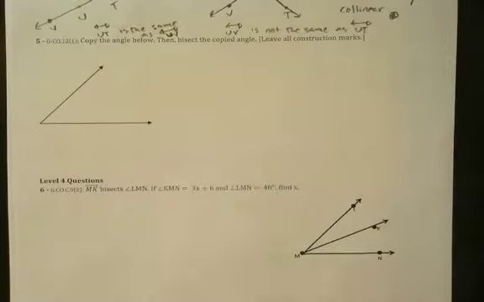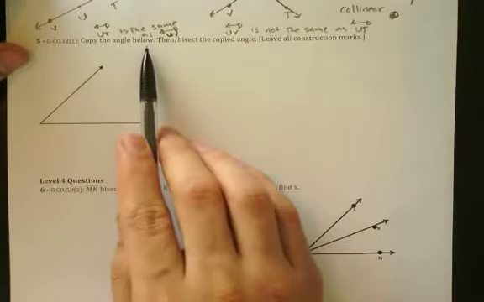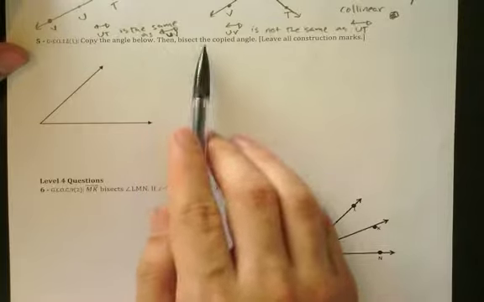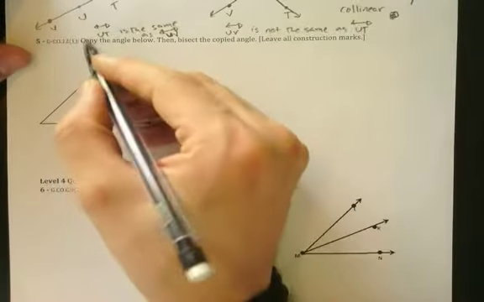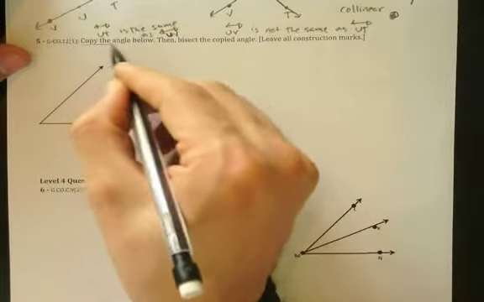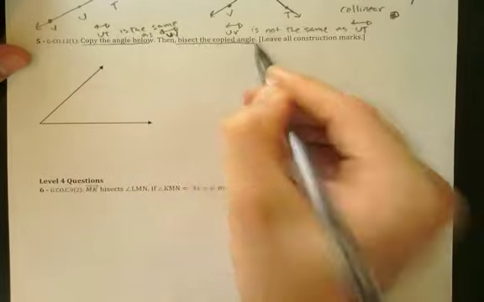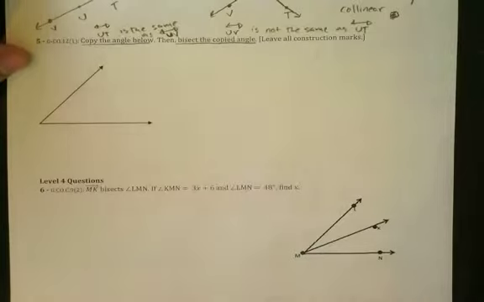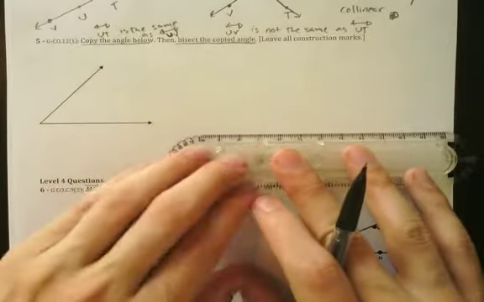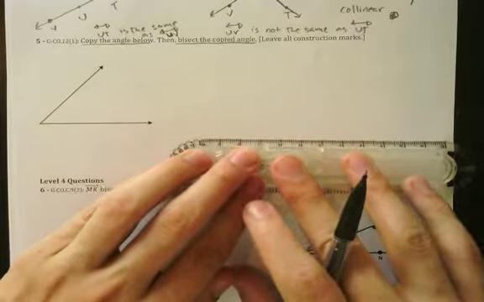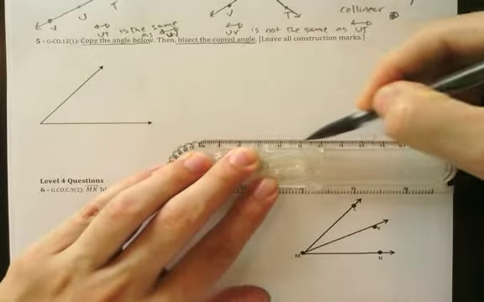Question number 5 tells me that I need to copy the angle below, then bisect the copied angle. Leave all construction marks. So I'm going to copy the angle below, then I'm going to bisect the copied angle. I start this problem with taking my compass and just drawing a straight line using the straight edge here. So I'm just going to draw a line segment.